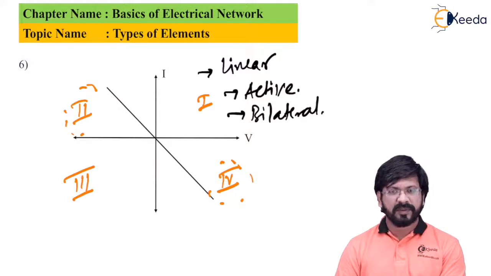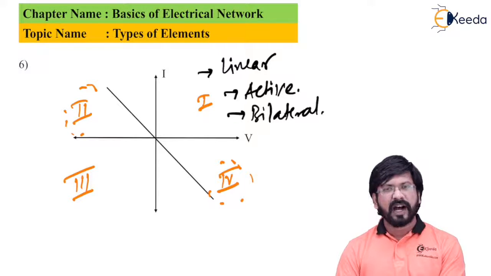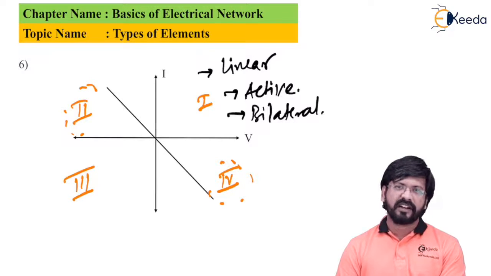I am sure from these problems, you have understood it very well: if the VI characteristic is given, how to identify the type of electrical component.